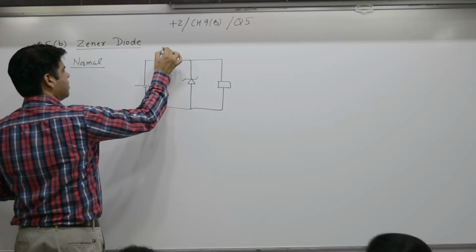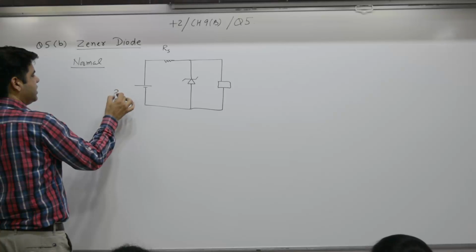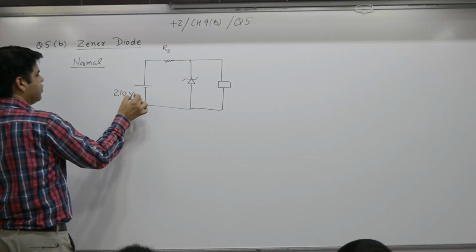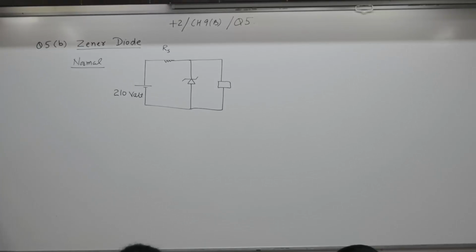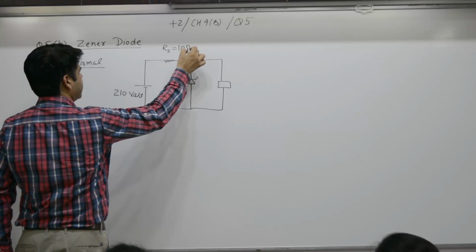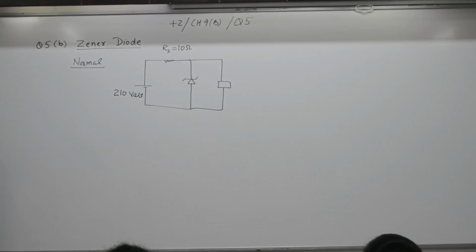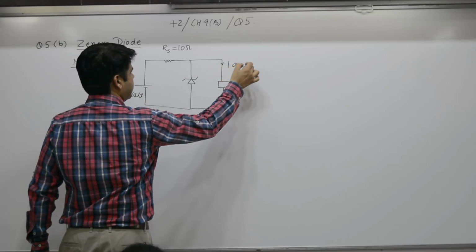On its way, you place a resistance in series. Let the applied voltage be 210 volts. Suppose RS is equal to what? It is just an example. Without an example, you won't be able to understand. Take it for granted, 10 ohm. Suppose the current drawn by the device RL is 1 ampere. Suppose your TV draws 1 ampere current.